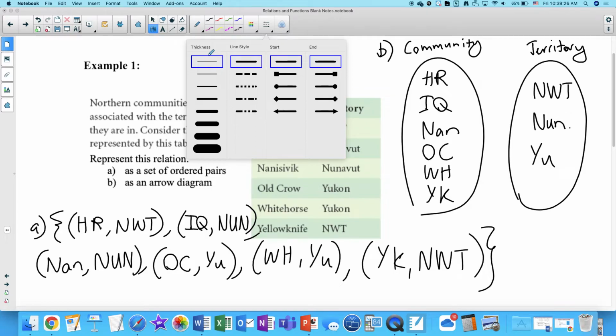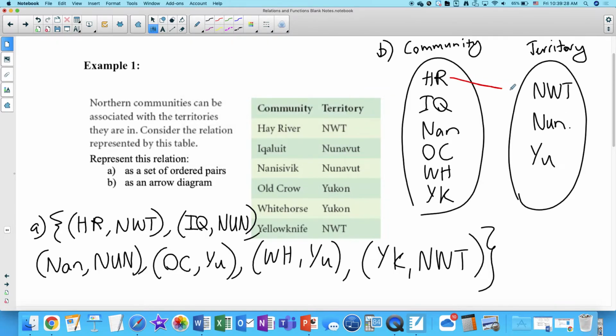This points to that. The Calalit points to none of it. This also points to none of it. Okay, Old Crow points to Yukon. White Horse points to Yukon. And Yellowknife points to Northwest Territories. Okay. So that's just one example of how we might be able to switch some representations.